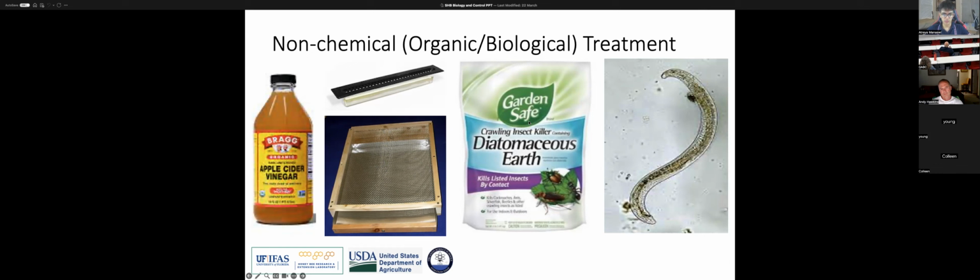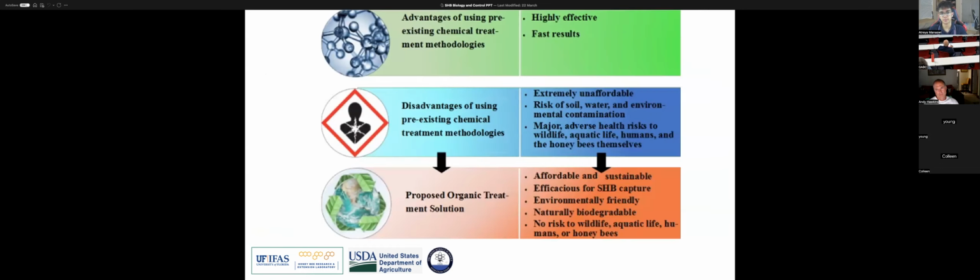And then we have diatomaceous earth here. This is placed in the vicinity of the hive, and this dries out the cuticle of the pupae, eventually killing them. This image here on the right is of a nematode. This falls under a class of entomopathogenic nematodes. So it's an insect-killing organism, and in this case, it's killing the small hive beetle. There are many different strains of these out there, but they target the pupal stage, when the beetle is in the soil, and enter the beetles through an orifice, either the mouth or the anus, and then make their way to the gut, where they kill the beetle from the inside as a parasite.